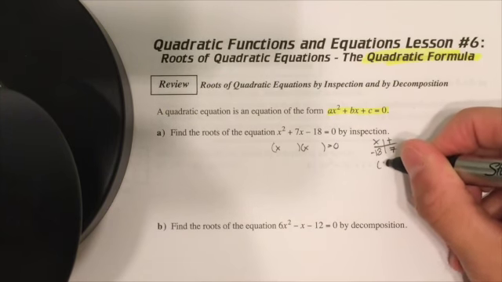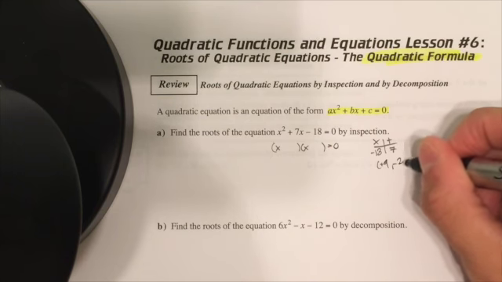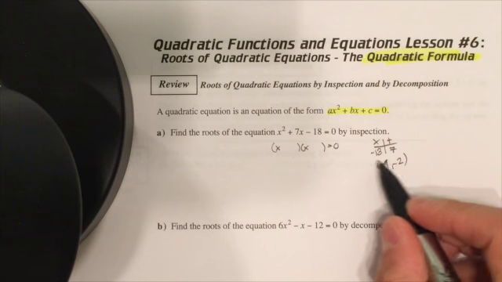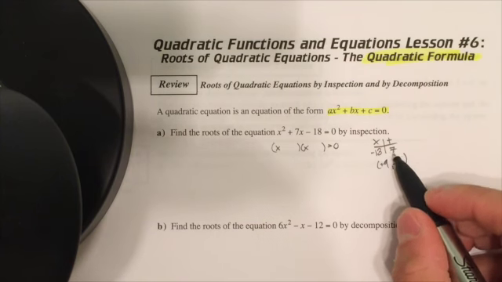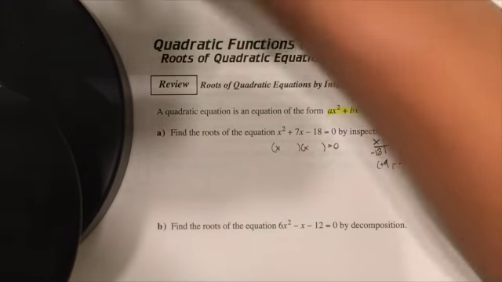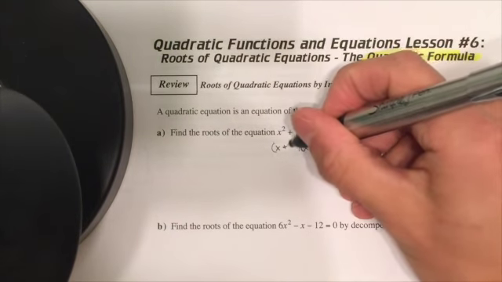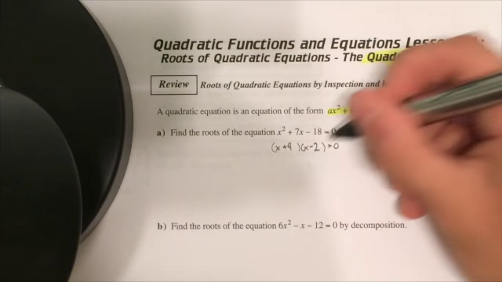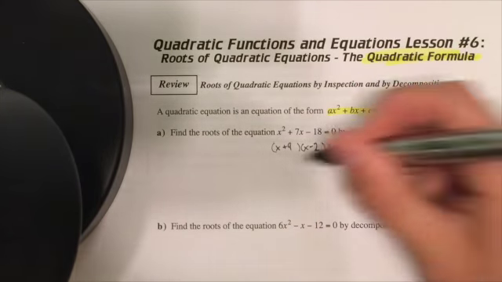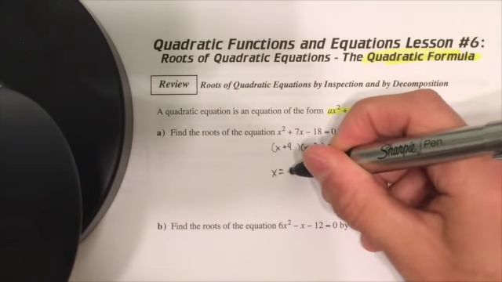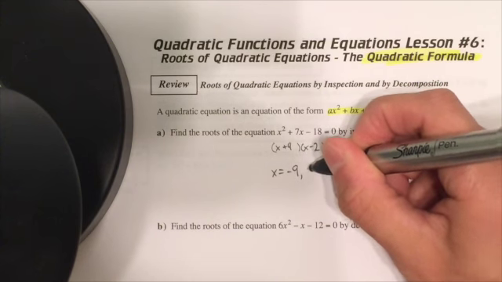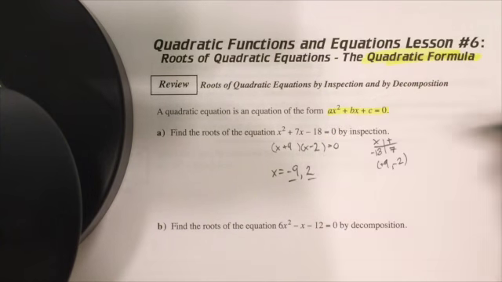And so if we use positive 9 and negative 2, those are going to multiply to give us negative 18, and they're going to add to give us 7. Okay, so those are the integers we want to use, and we are going to just input those, positive 9 and negative 2. But if we're looking for our roots, they are going to be negative 9 and positive 2. All right, and so that's how you solve by inspection.